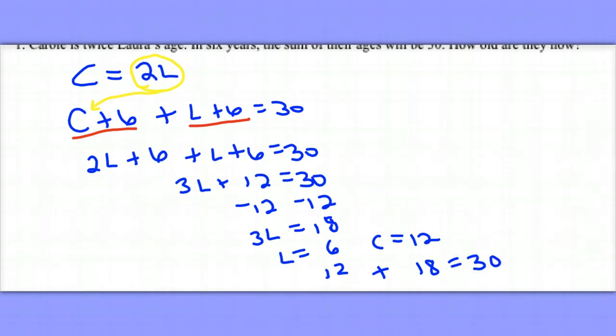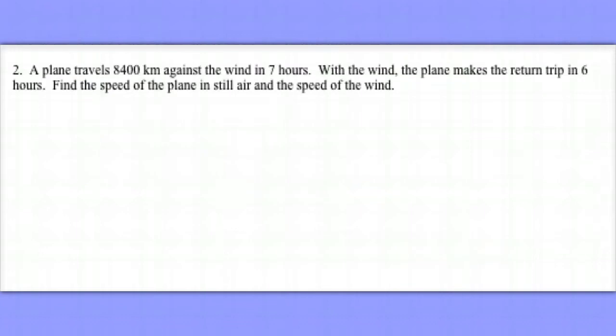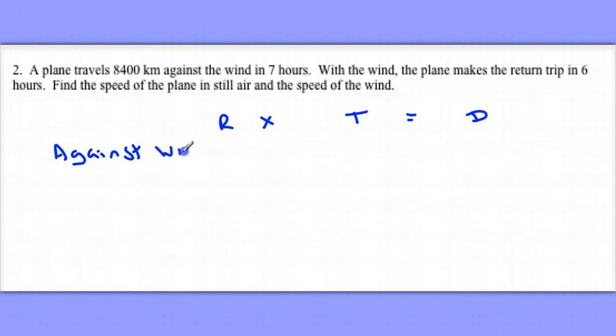Let's take a look at another example. This one is going to require us to remember that rate times time equals distance. So here we have a plane that's traveling 8,400 kilometers against the wind in 7 hours. So let's start by making a note that we have against the wind. So the time is 7 hours and the distance traveled is 8,400. I'll create a chart here.